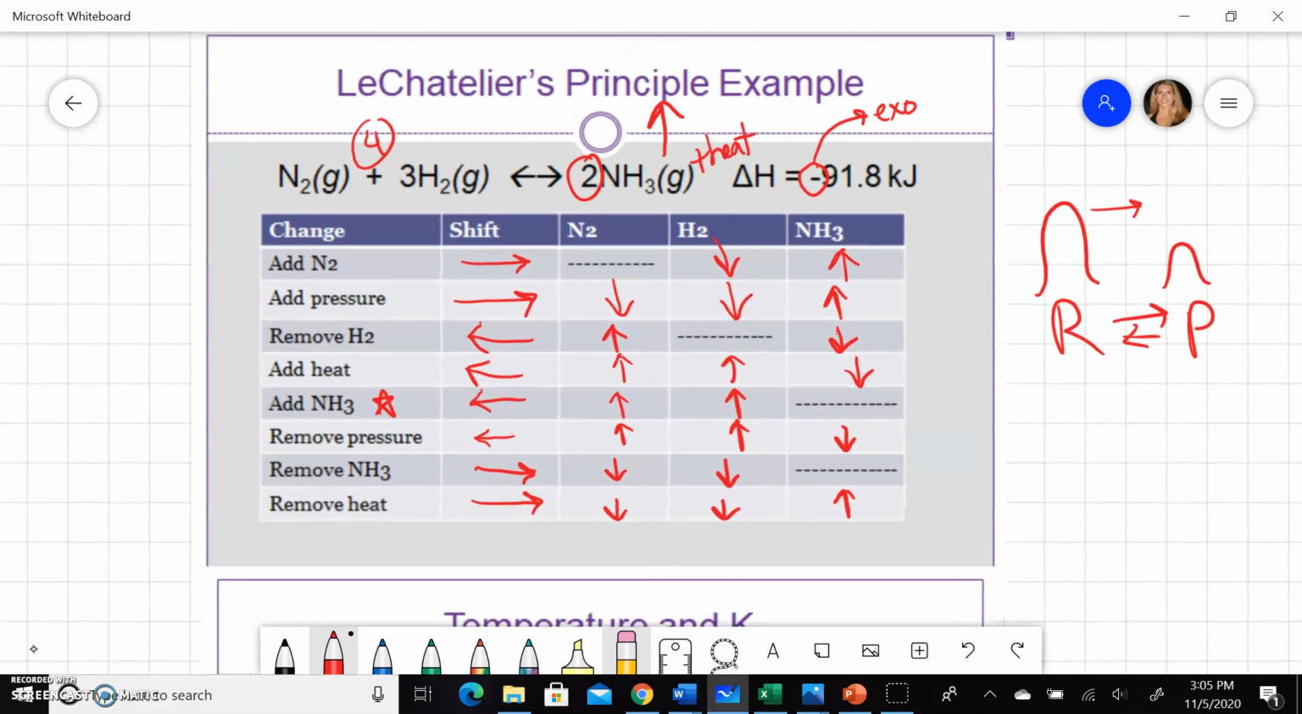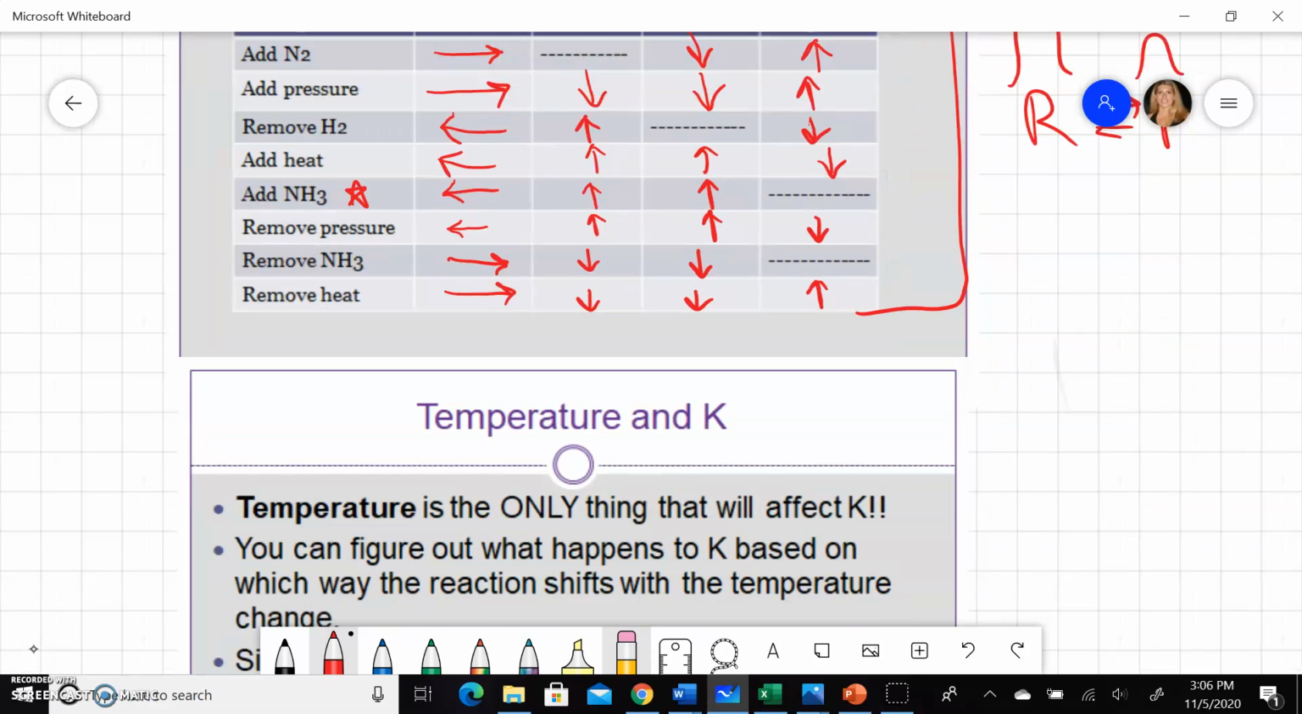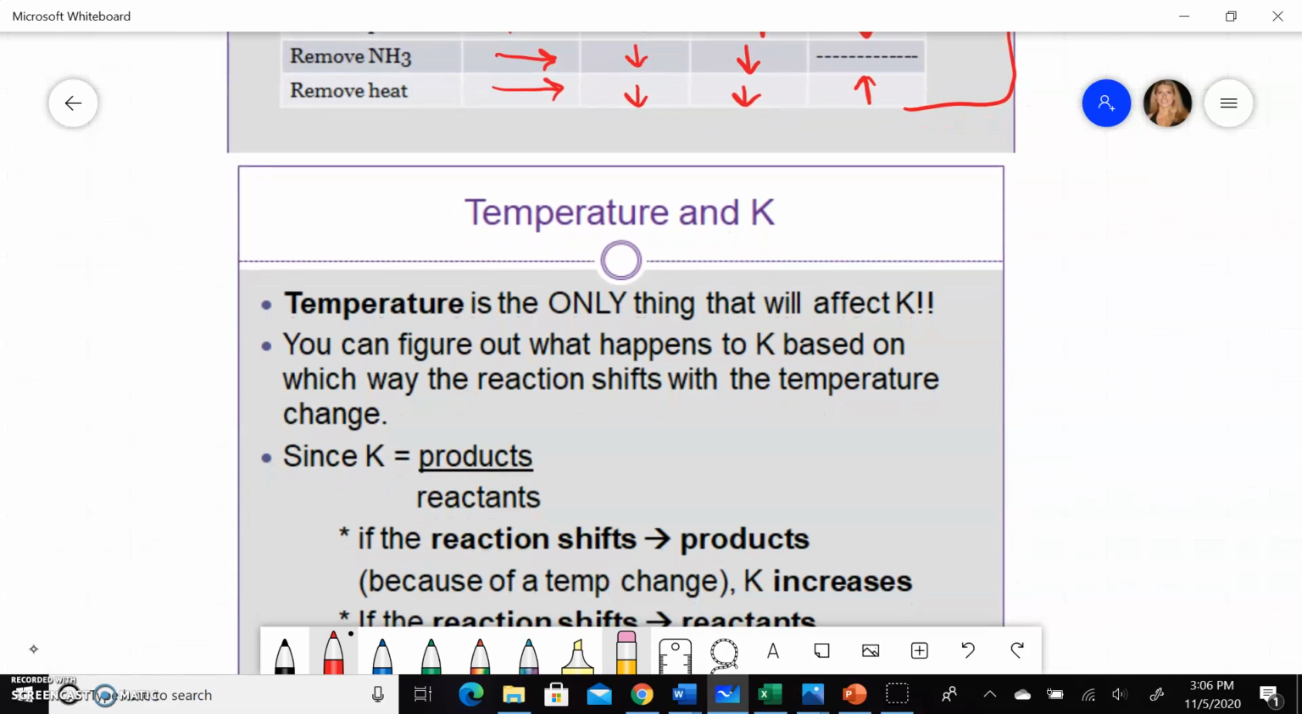And your progress check looks just like this, except there's one more column over here where you're going to talk about K. So let me talk about K for this last column. So for your progress check, you're going to do arrows again just like this, and we'll go over the answers in class.